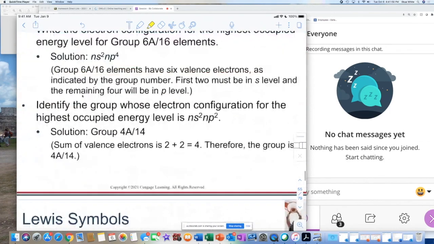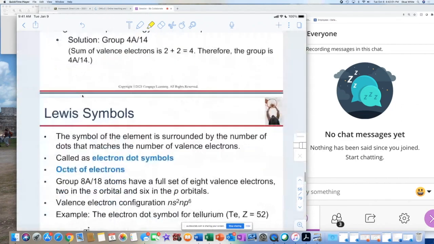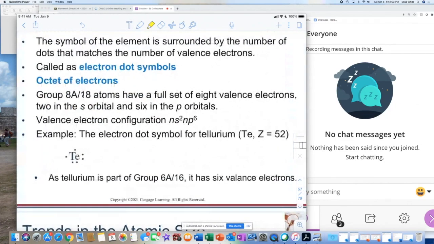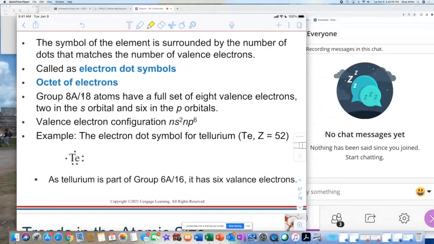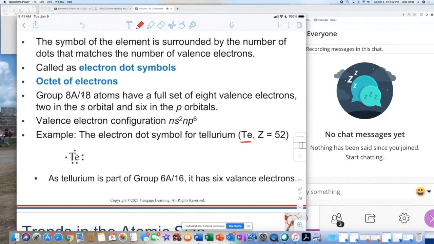So once we do all that, we've done all of this already. Yes, so the Lewis symbol, once again, you want to know how to write the Lewis symbol. Here they're telling you to write the Lewis symbol for the element tellurium. They show it to you right here. Tellurium is in group 6, so you have that symbol.